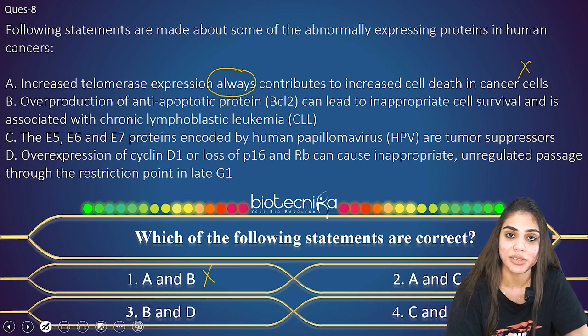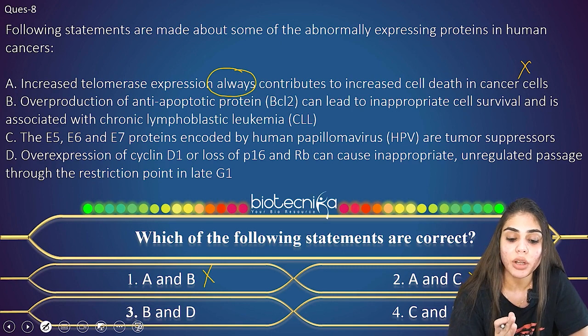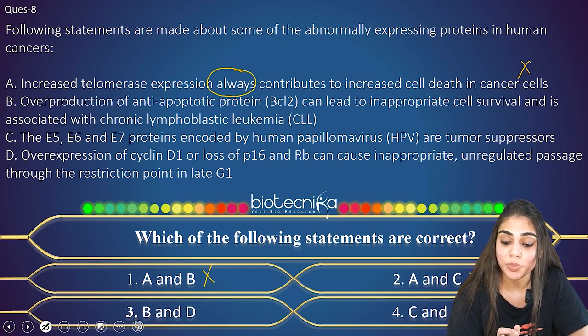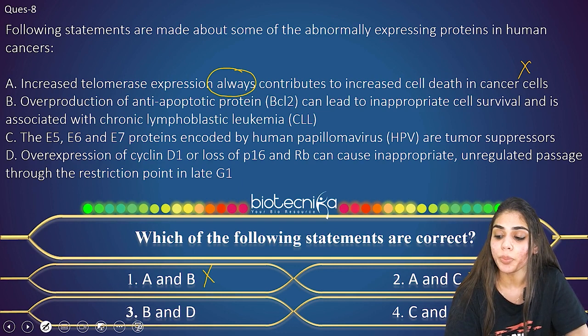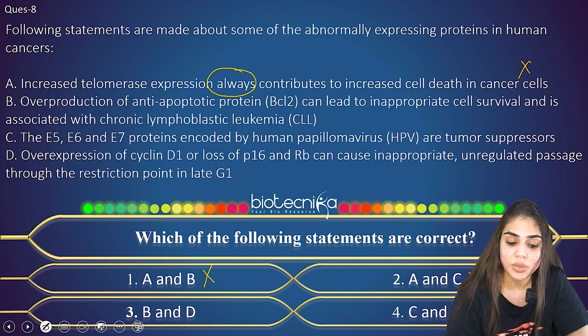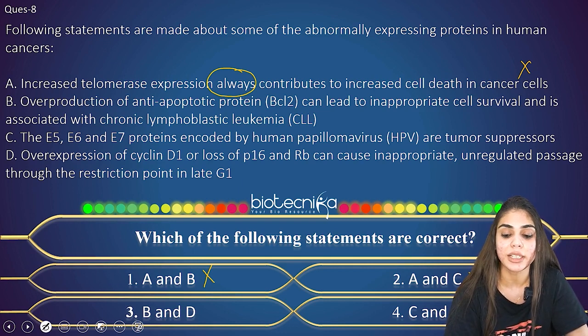Now let's read the next statement. Overproduction of the anti-apoptotic protein BCL2 can lead to inappropriate cell survival and is associated with chronic lymphoblastic leukemia.